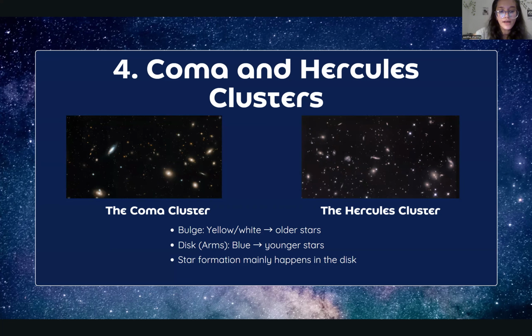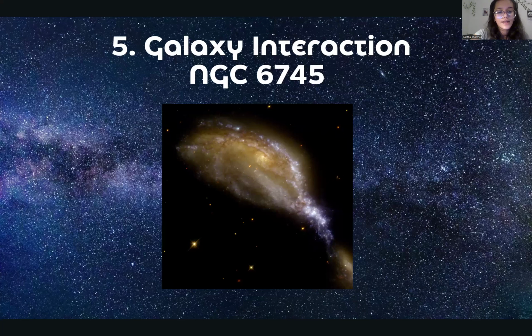Then for part D, the spiral galaxies have a yellow or white bulge, which is a clear indicator of older stars, while the blue disk indicates younger stars and active star formation. Looking at the NGC 6745 image, the bright blue regions along the distorted arms indicate areas of recent star formation. These young, massive stars show that when galaxies interact, gravitational forces compress gas clouds and trigger intense starbursts, creating new stars rather than just causing destruction.